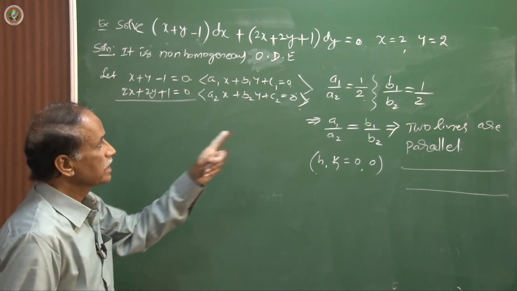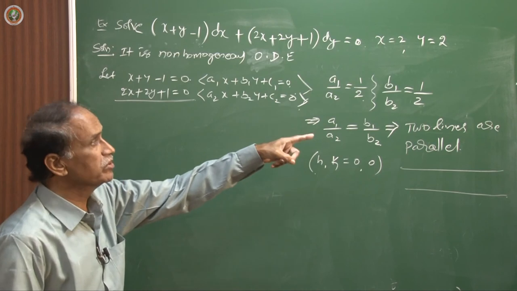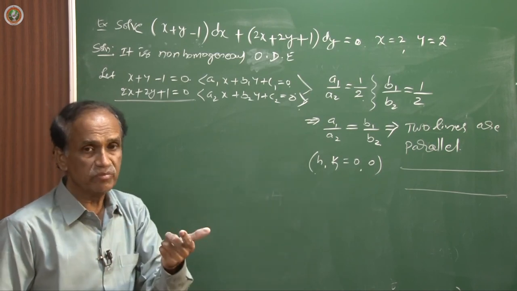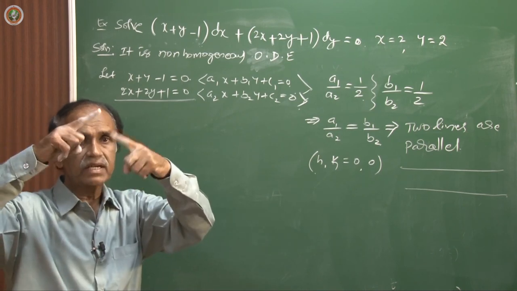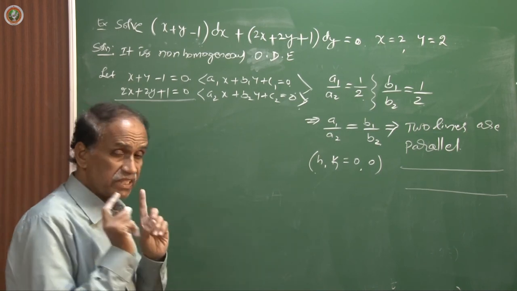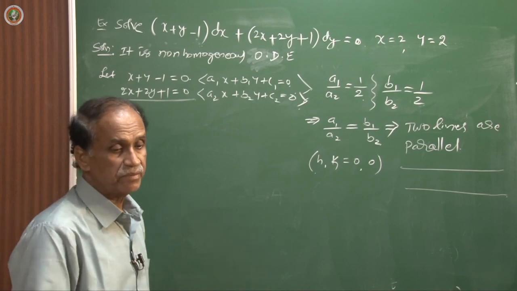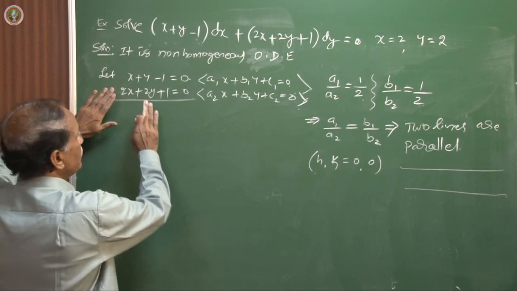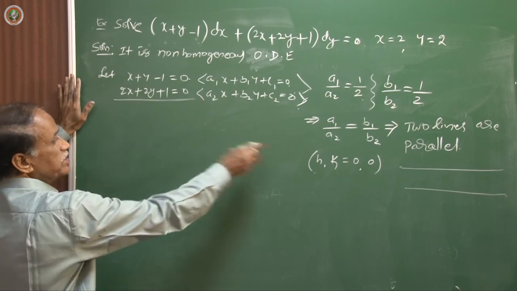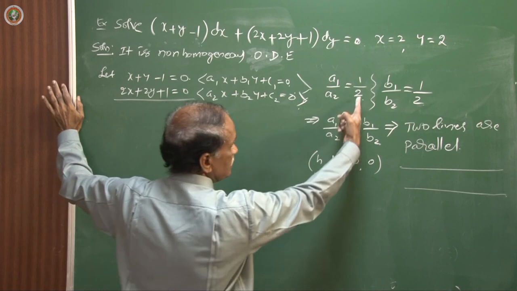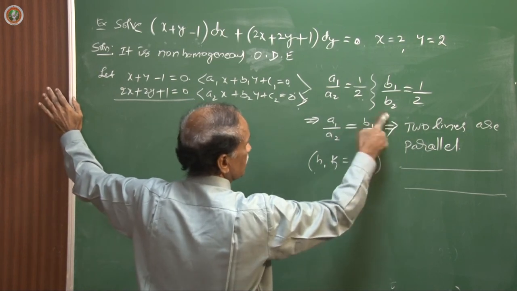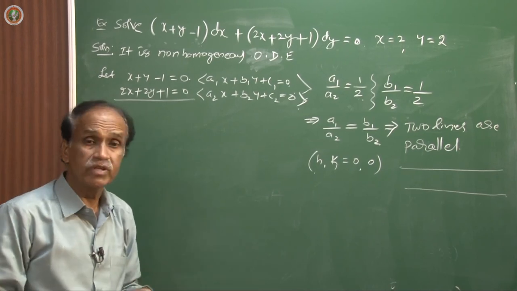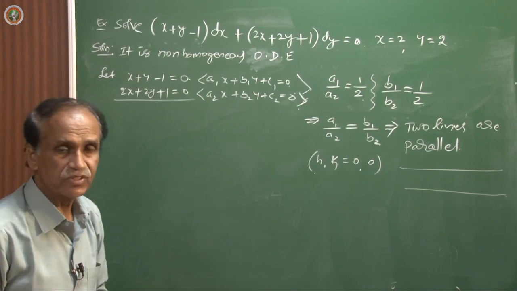One is A1 by A2 is equal to B1 by B2, and another case is A1 by A2 is not equal to B1 by B2. That means lines are parallel and lines are intersecting. That's all. Only these two cases, you go into the depth of the analysis of the problems. Now, even you need not to solve, because already it has been declared, that is, these two values are coinciding. These two values are coinciding means you need not to solve for that, because even if you solve, you will get the values as 0.